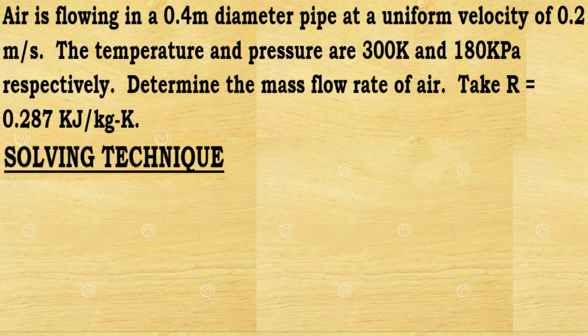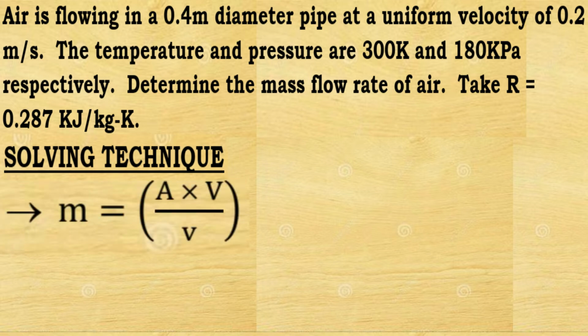First we will write down the formula of mass flow rate, and the formula is m is equal to A into capital V whole divided by small v. So here m is mass flow rate of air, A is area of the pipe, capital V is velocity of air, small v is volume of air. In this formula, area of pipe and volume of air are unknown. If we find the values of area of pipe and volume of air, we can easily find the value of mass flow rate of air.